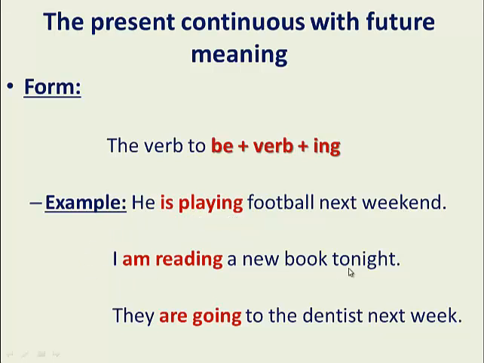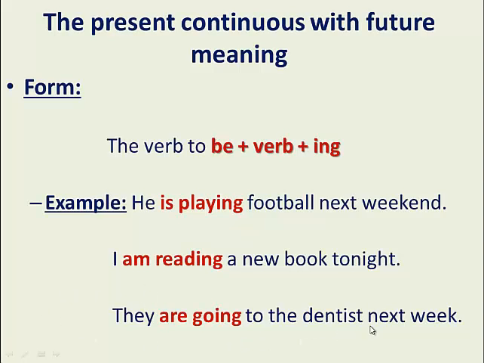I am reading a new book tonight. I, and then the verb to be in the present, which agrees with the subject I, so we use am. I am, and then the base form of the verb read, and then ing. I'm reading a new book tonight. So it's not something that is happening at this moment. I'm not reading a book at the moment, but I am reading a new book tonight. Okay, this is an arrangement.